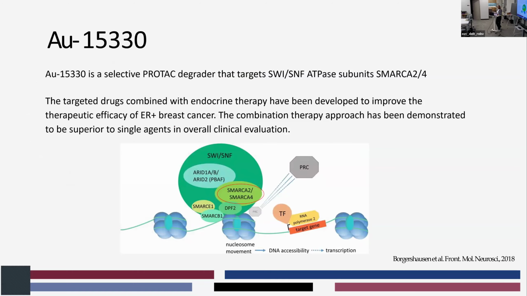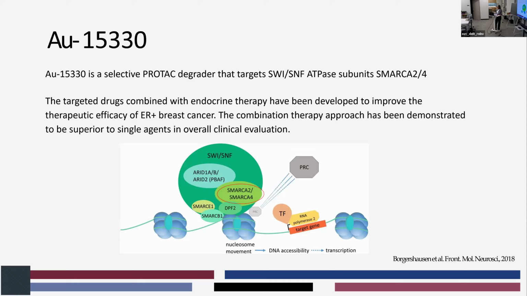So our drug is AU-15-330. It's a selective protein degrader that targets the SWI/SNF complex and its ATPase subunit SMARCA4. Targeted drugs combined with endocrine therapy have been developed to improve the therapeutic efficacy in ER-positive breast cancer, and the combination therapy approach has been demonstrated to be superior to single agents in overall clinical evaluation.